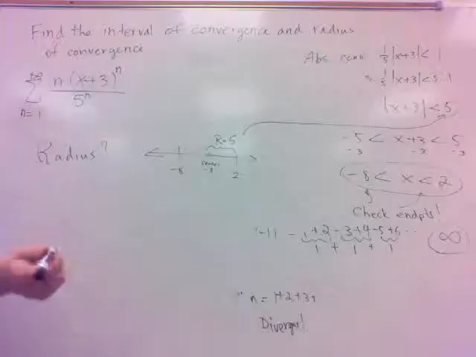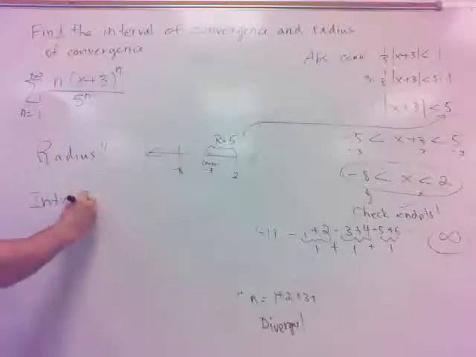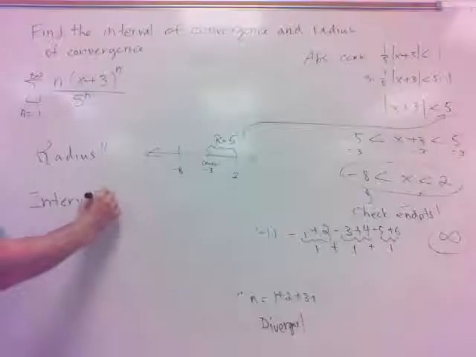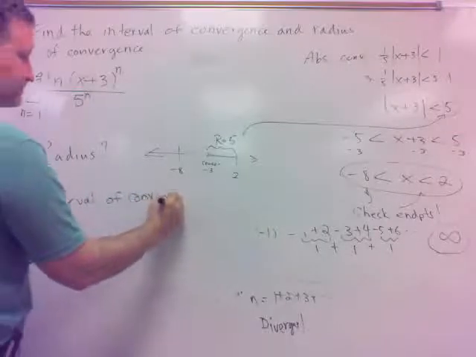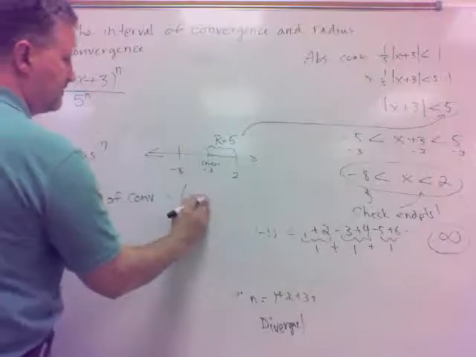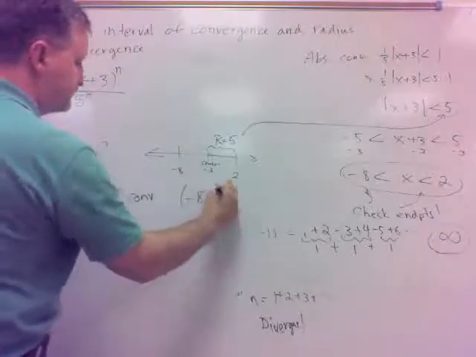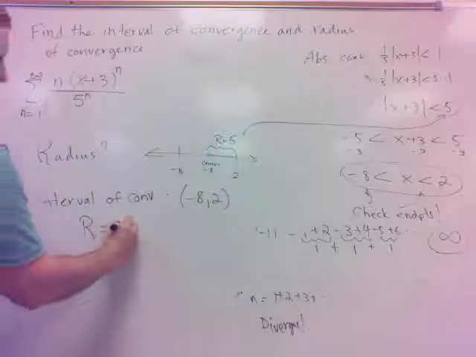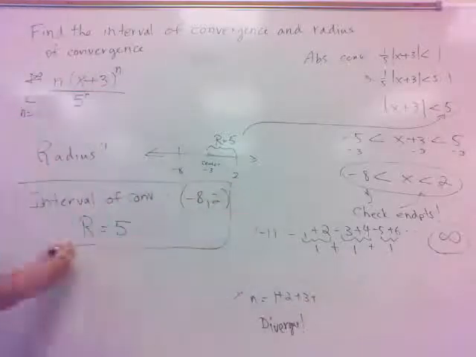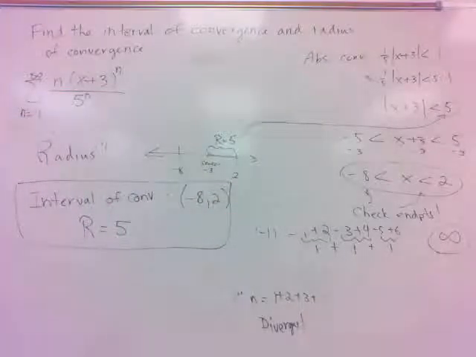And I was noticing in the back, aren't they writing the interval in interval notation? So it'd be -8, comma 2, and the radius of convergence is 5. Okay.